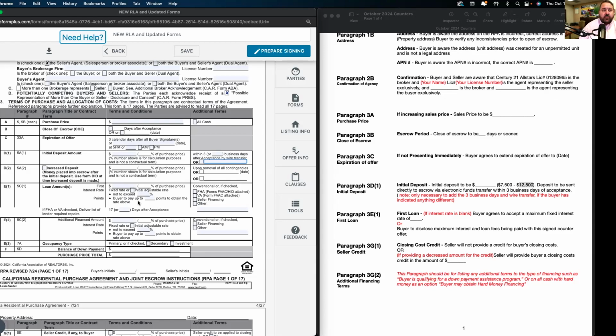Deposit has to be in escrow in 24 hours. Why? What does it matter if the deposit's in 24 hours if they've got 17 days to do their inspection? What does it matter if their deposit's in 24 hours? The thing is that most listing agents are too lazy to keep people on time anyway, and they don't use the proper forms to do it. So shortening time periods just makes it tougher on you as listing agents to stay on top of things.